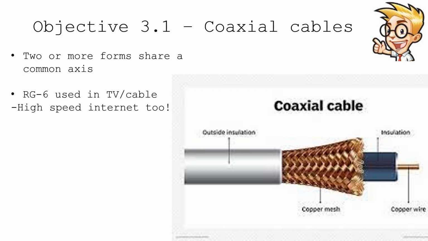And around that is an insulator that also runs the same direction, with metal shielding around that and a plastic jacket around the outside. This is commonly the type of cable that you would use inside of your home with your cable television or your cable modem. And it commonly uses RG6 as the type of coax cable.